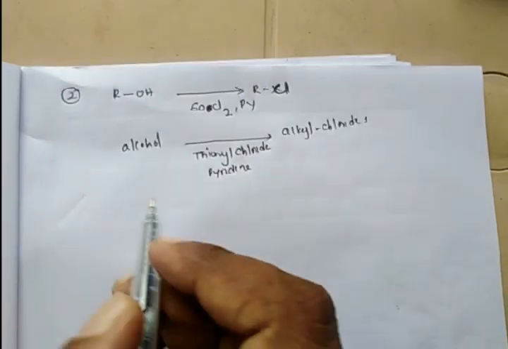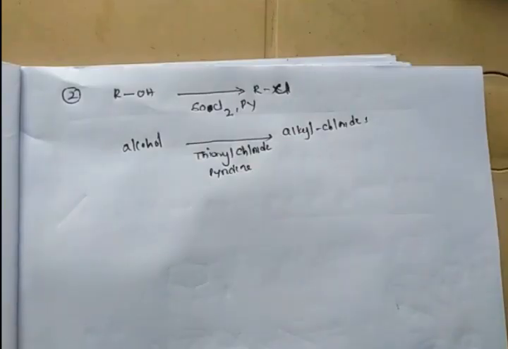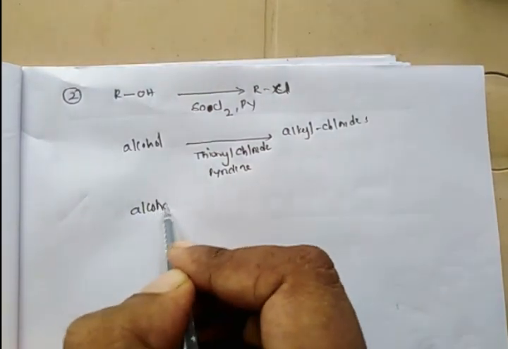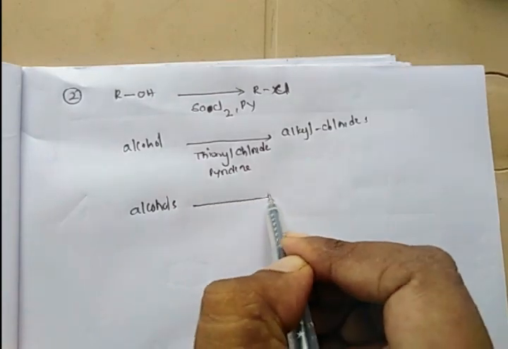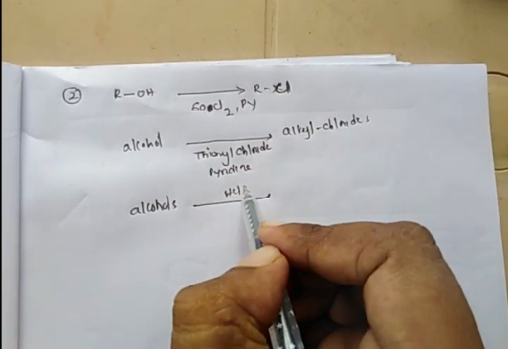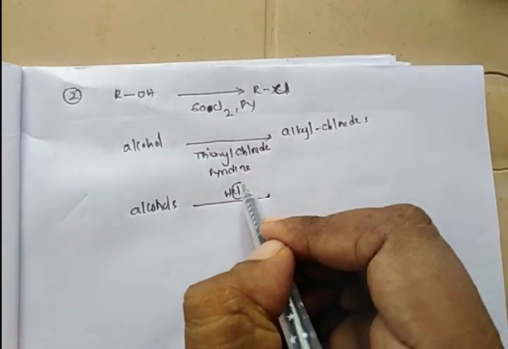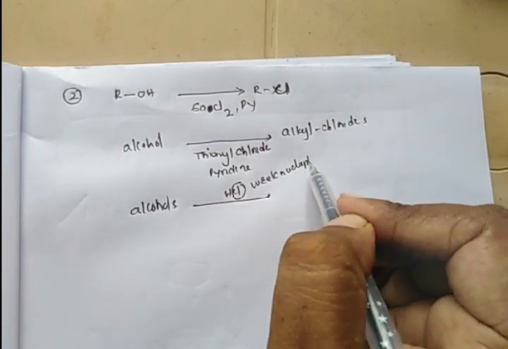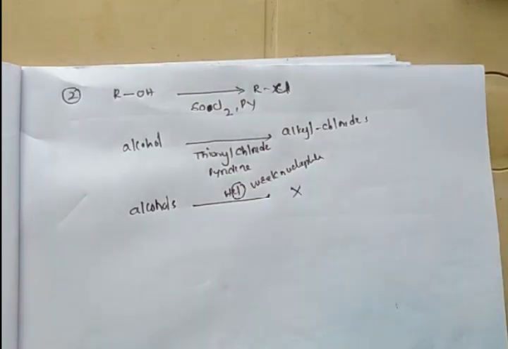So this is a very important transformation to get alkyl chlorides. When you treat these alcohols with HCl, as the chlorine is a weak nucleophile, the transformation does not occur.